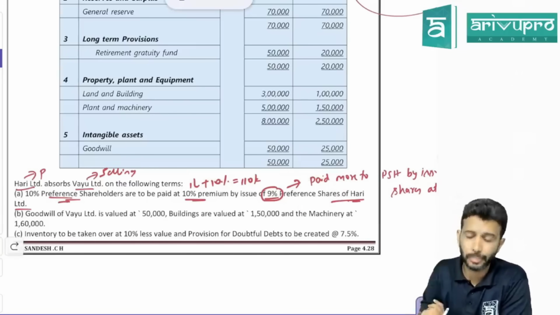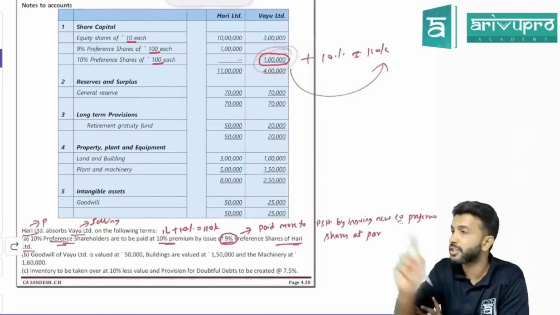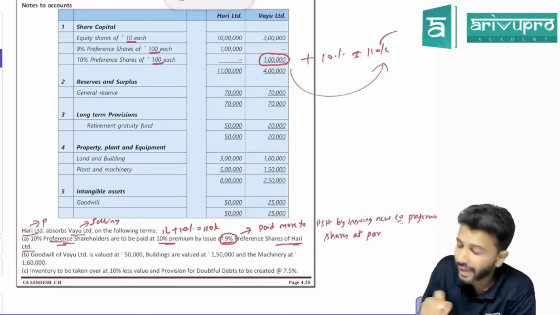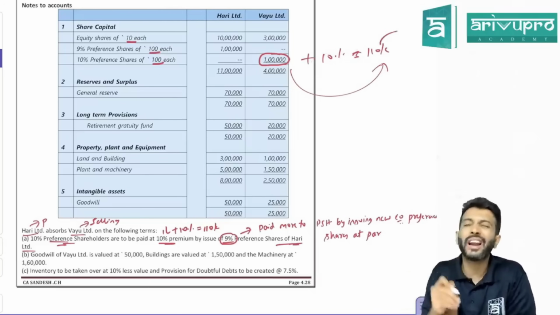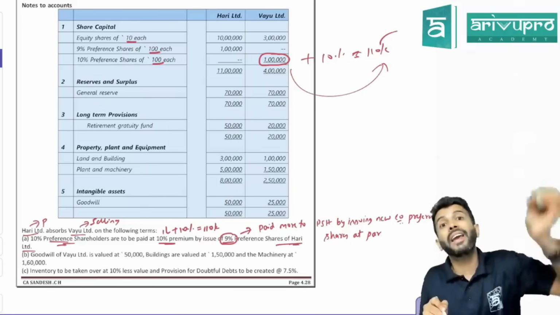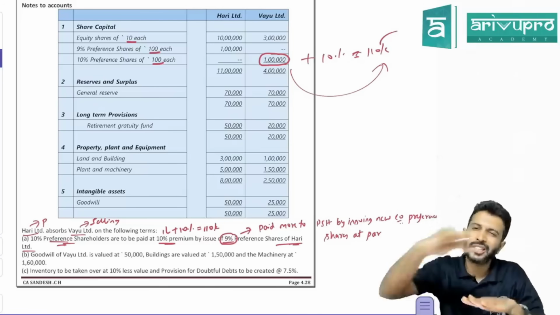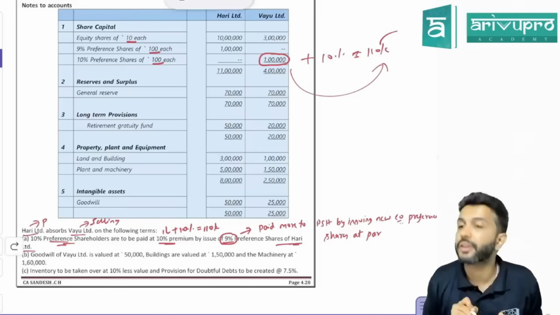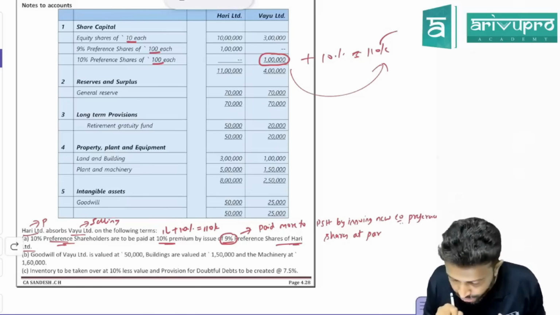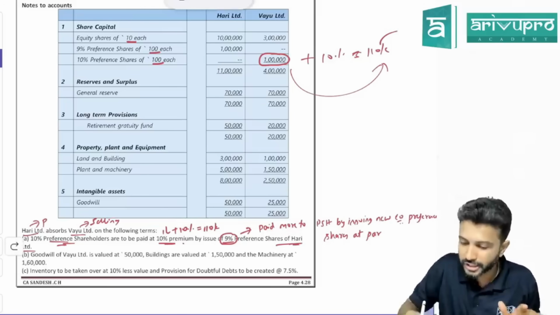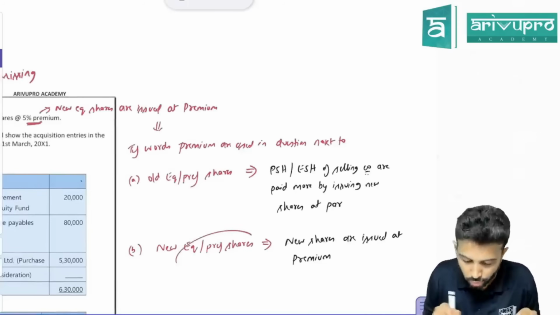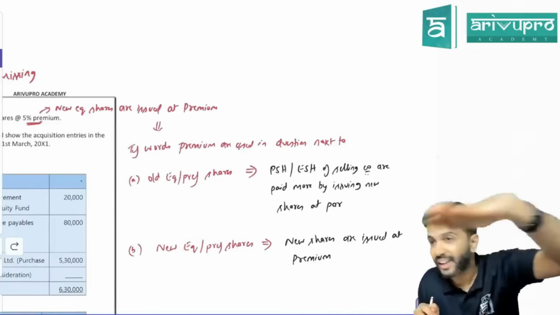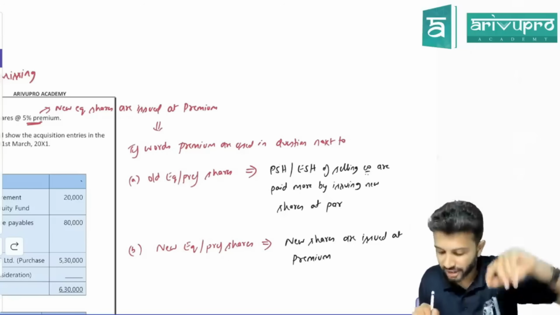So what this sentence means is you are not paying the preference shareholders 1 lakh. You are paying 10% more. How much are you paying? 1 lakh 10,000. And this 1 lakh 10,000, how are you giving? By new preference shares. And those new preference shares are issued at par only. Why? The word premium is used here. Suppose they use this word premium after new preference shares, then that means old shares are taken over at par value, but new shares are issued at premium.